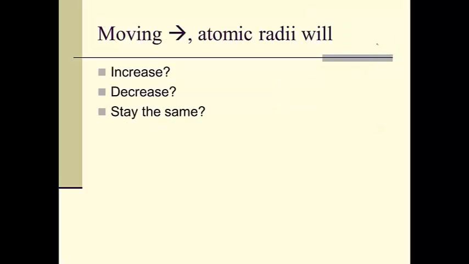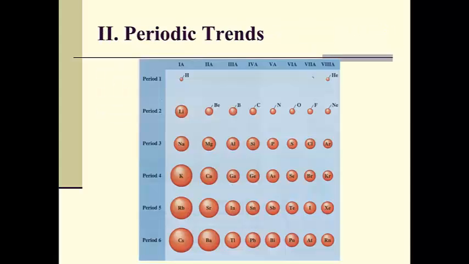Okay, now, what do you think should happen when you go from left to right? Will the atomic radius change as you move across the row? Okay, so probably a good idea to get out a periodic table right now, one that has elements in it, and we'll start looking at some of the trends. So as you move left to right, do you think that the radius should get bigger, smaller, or stay the same? Okay, well, take a look at what actually happens.